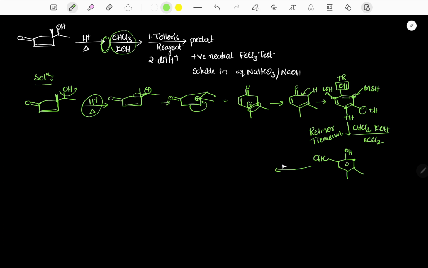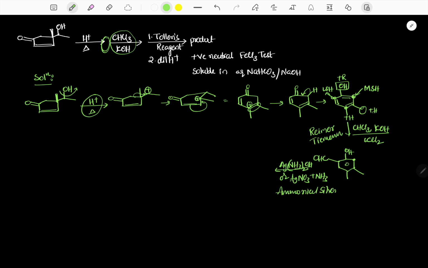Now it is treated with Tollens reagent. Tollens reagent is NH3 to OH, otherwise AgNO3 plus ammonia. It is called ammoniacal silver nitrate.